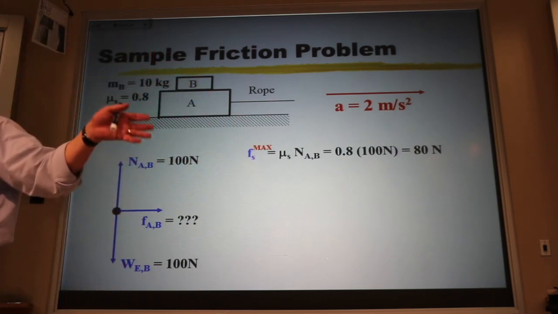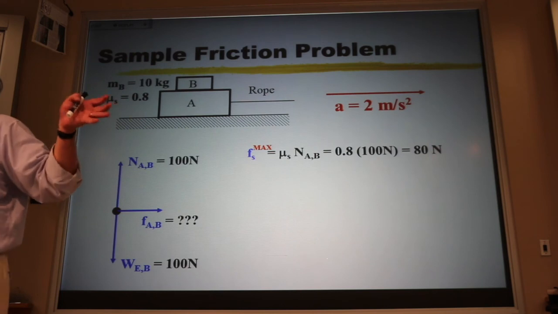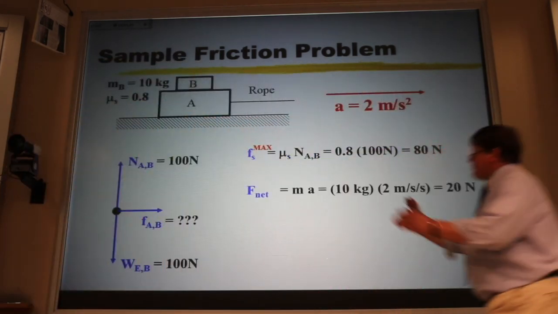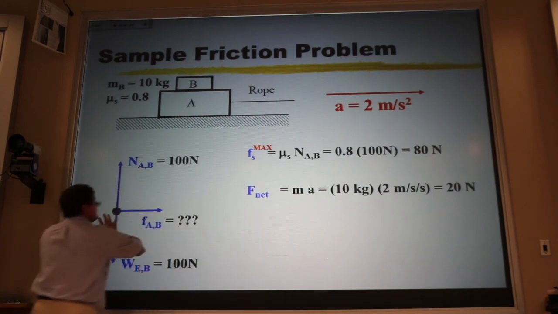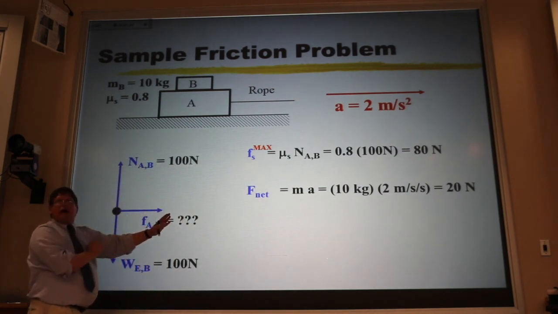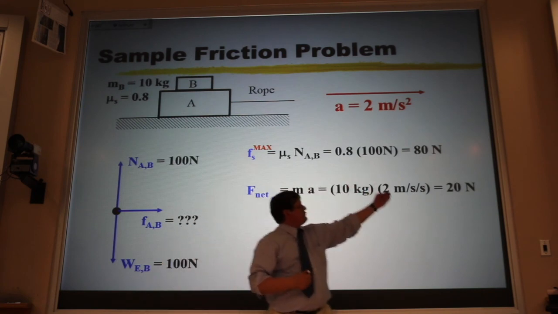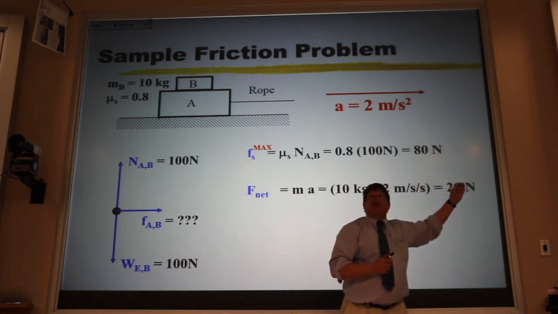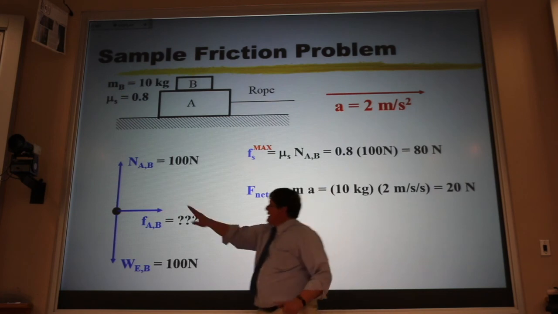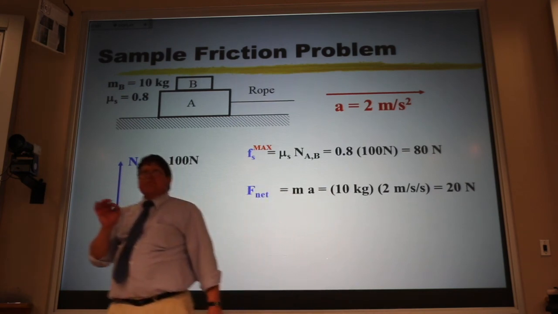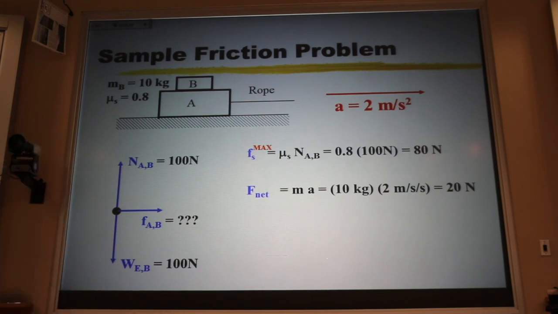We're nowhere close to block B sliding off the back of block A. Nowhere close. So in 99% of the cases, we use Newton's second law. This diagram has to accelerate to the right. How much should it accelerate? F net equals ma. 10 kilograms, 2 meters per second squared. It has to accelerate to the right by 20. This is the net force. The friction force will be 20 newtons. Don't let me trick you like that on the midterm. Have a great weekend.